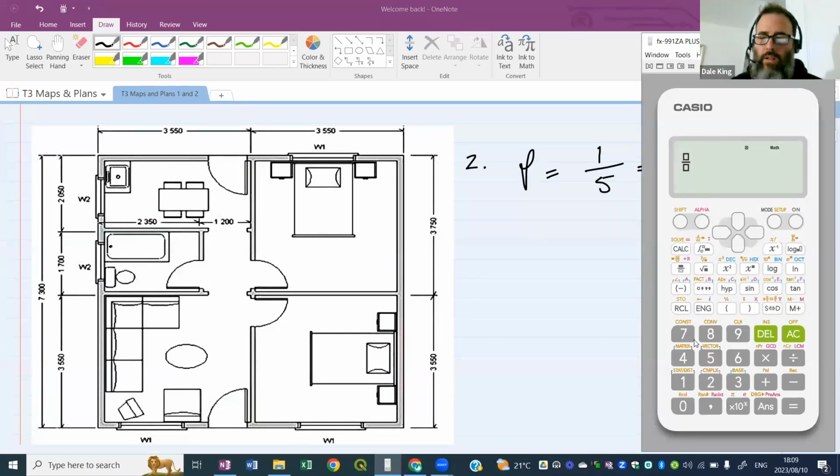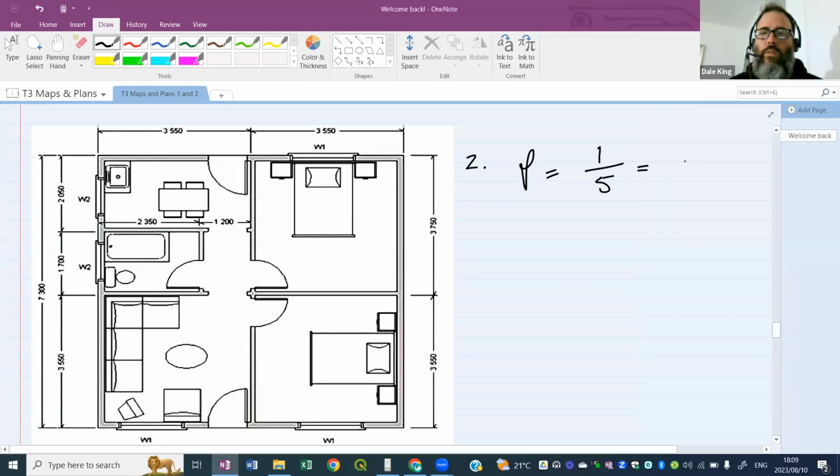All right, let's put that in the calculator. Perfect. 1 out of 5, which equals as a decimal 0.2. So they don't want it as a fraction or a percentage. They want it as a decimal. Thank you very much. Perfect. Well done. All right, moving on to the next question. We're doing well.